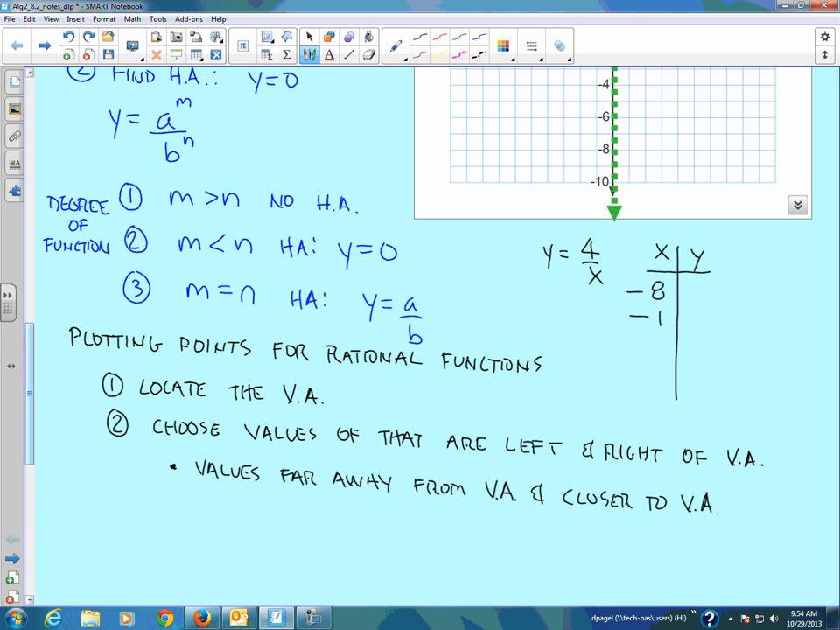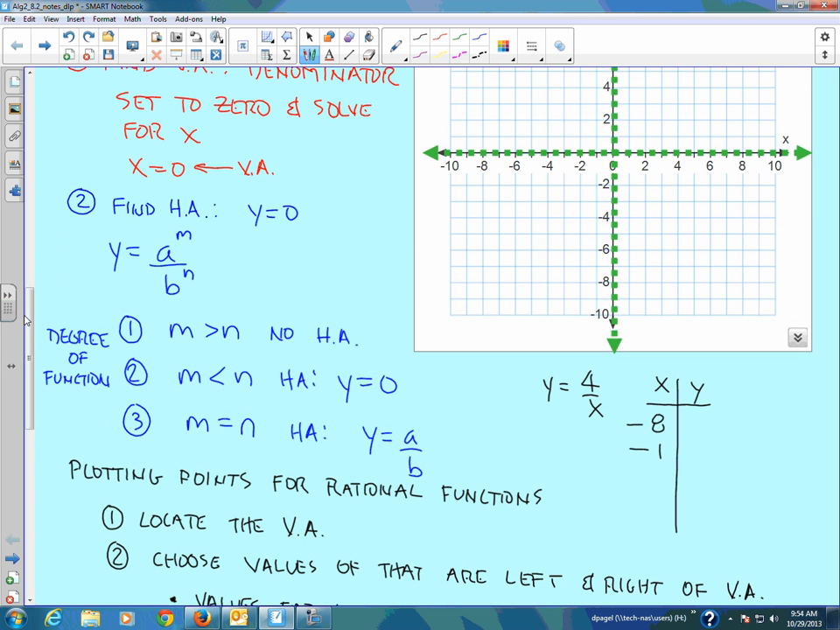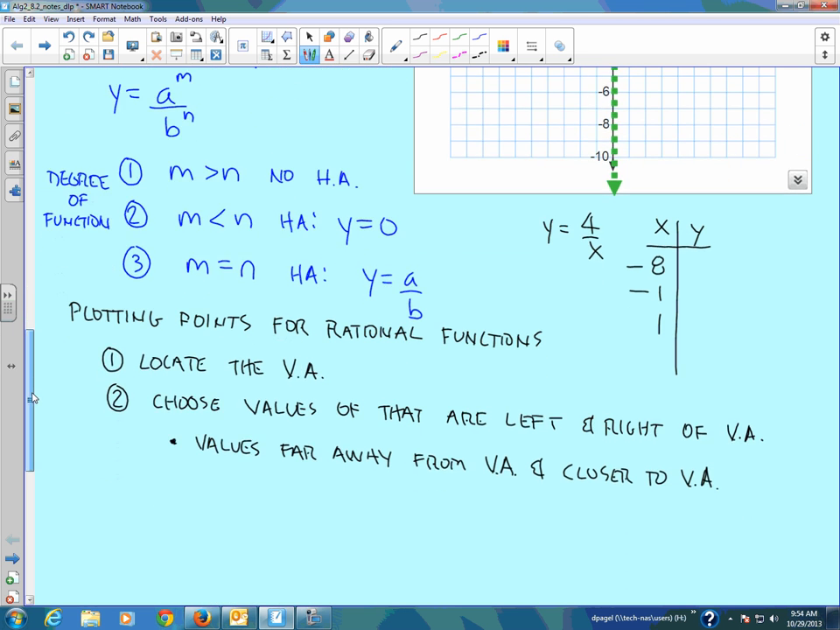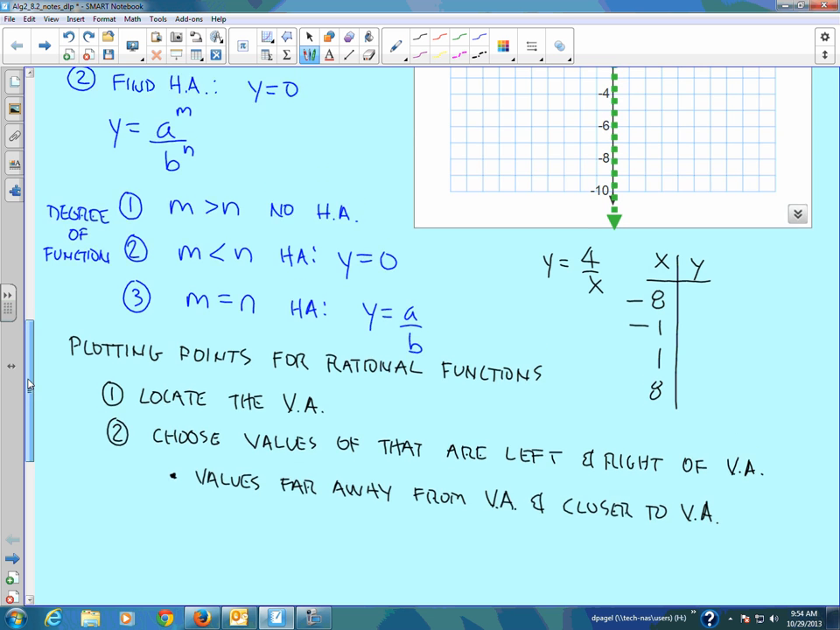Then we want to do the same thing on the right-hand side. A point right next to the vertical asymptote so I can see how we're approaching it. In this case, 1 is right next to the vertical asymptote. Now a point further out to the right. Let's test 8. This gives me an idea of what's going on as we approach the horizontal asymptote. So those are the points I'm going to choose.